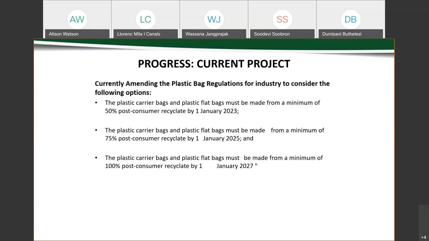So the new requirement is that plastic carrier bags and plastic flat bags must be made from a minimum of 50% post-consumer recycled content by 1 January 2023, 75% in 2025, and 100% by 2027. But again, the public is against this timeline. They are saying it's too long. We need to be at 100% now in 2025 instead of 2027, or consider banning plastic bags totally. Next slide.